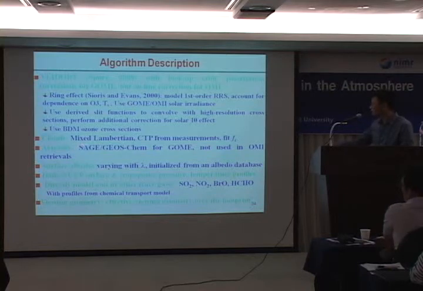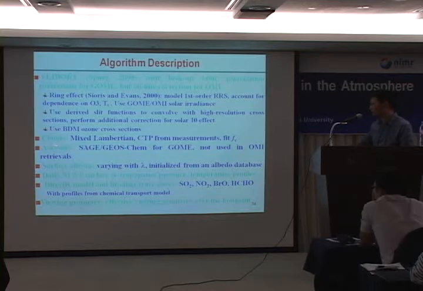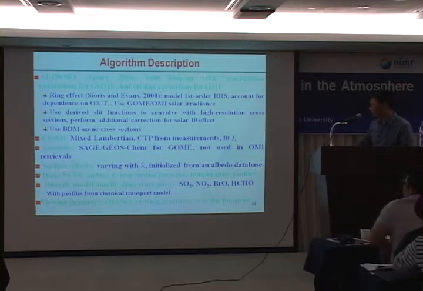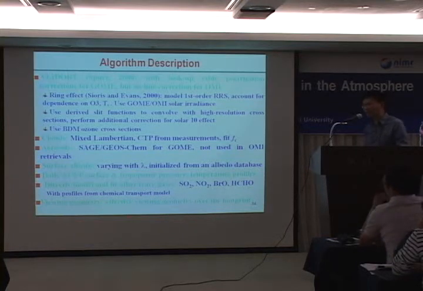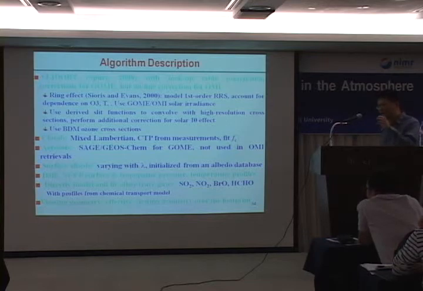So we have to spend a lot of time improving the algorithm physics for clouds, aerosol, and surface albedo, using some auxiliary information for temperature and surface pressure. We also simultaneously fit other trace gases. You also need to do a good job, especially for GOME. You have such a big pixel, you have to do a good job estimating the viewing geometry.